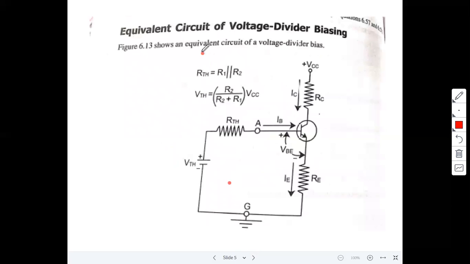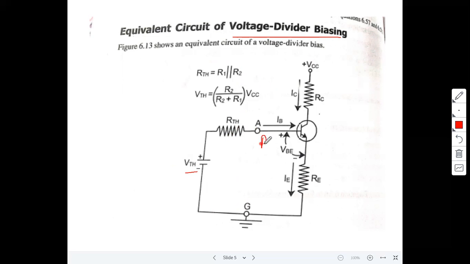Now coming to the equivalent circuit of the voltage divider bias circuit. The basic voltage divider bias circuit consists of a total of four resistors. Now the equivalent circuit consists of only three resistors, right? Here is the input section. That input section is completely replaced. R1, R2 and VCC are completely replaced with VThevenin in series with RThevenin.